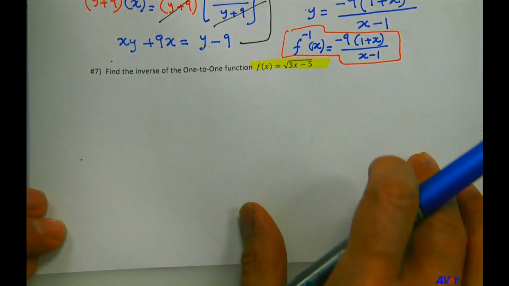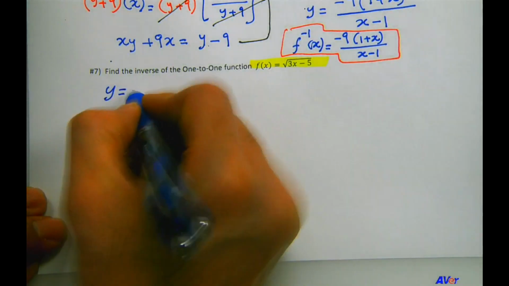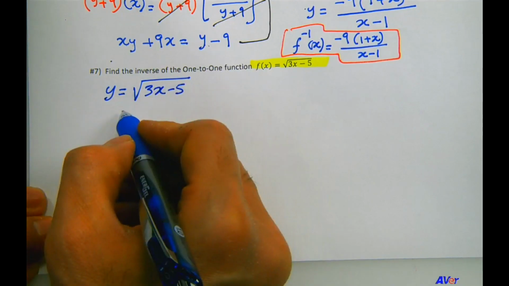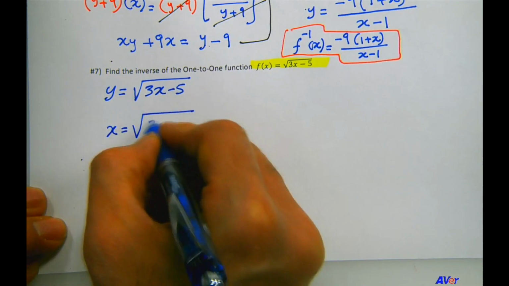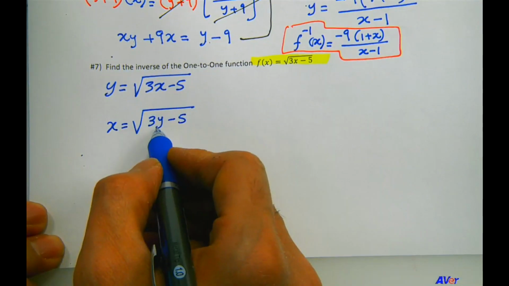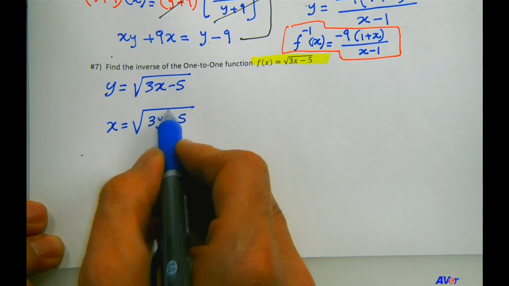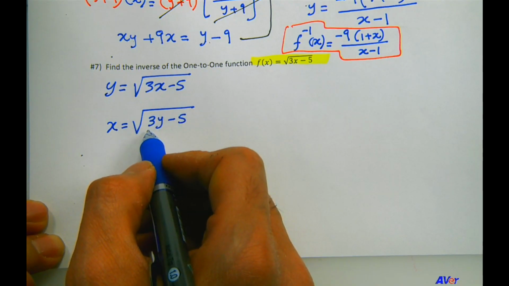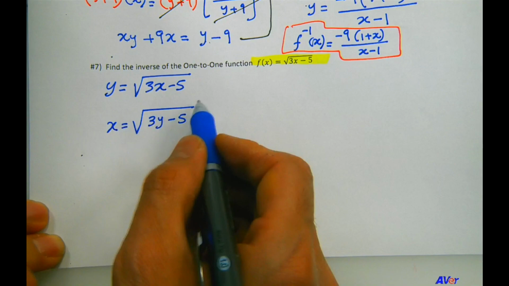All right, I'm assuming you've done that. So let's proceed. We have y equals square root of 3x minus 5. Then let's swap the x and y. We have x equals square root of 3y minus 5. Now we have to solve for y. But y is now part of the square root. So we need to get rid of the square root. How do we get rid of the square root? What is the technique we use? We square both sides, right?